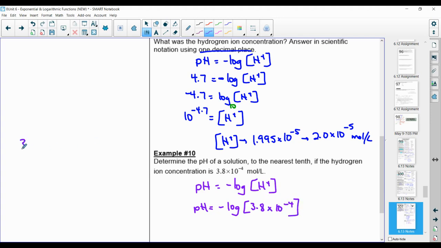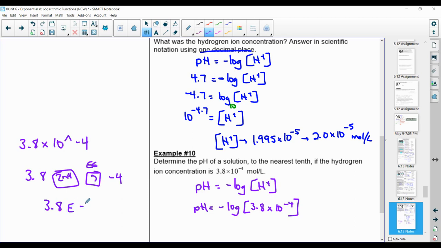Now on your calculator, you can write that as 3.8 times 10 exponent negative 4, or you can type 3.8 and then do second function EE, which is right above your comma, and then type negative 4. So on your calculator, it'll look like 3.8 E negative 4, and that would mean the same thing. So we type that in, pH equals negative log of 3.8 times 10 to the negative 4, and we get a pH level of 3.4.